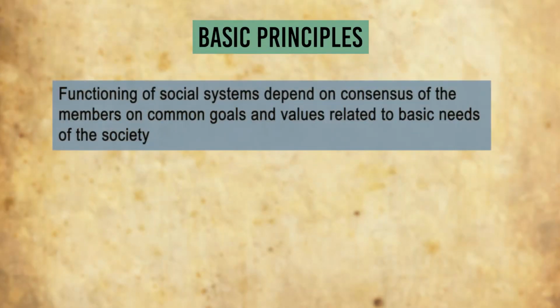The working of the social systems efficiently depends on consensus or agreement of the members. Agreement on what? On the common goals and values related to the basic needs of the society. So unless people agree to follow the common goals and values related to the basic needs of the society, obviously there can't be equilibrium, there can't be order. Again, there will be fights in that case. So they said that consensus was important.